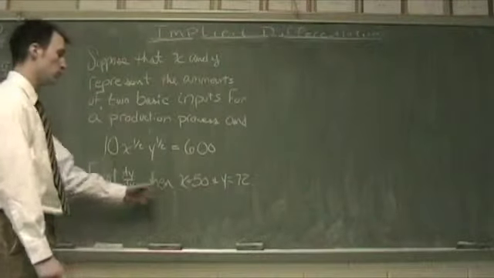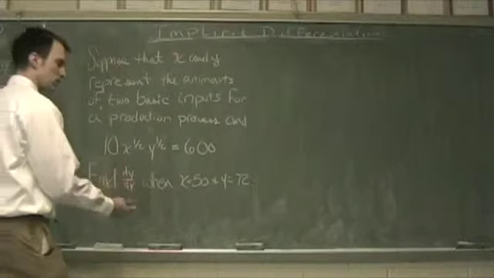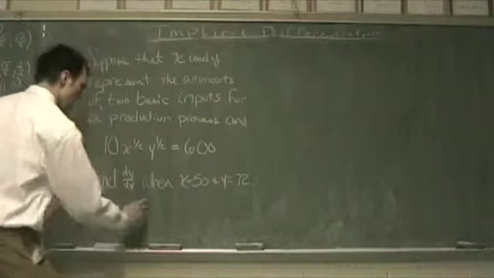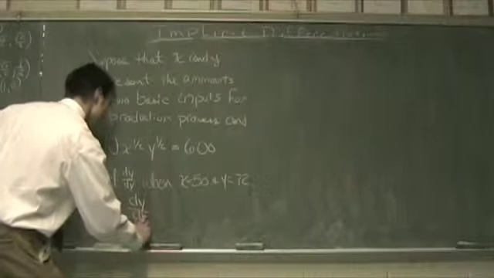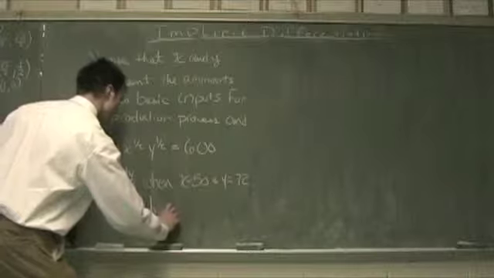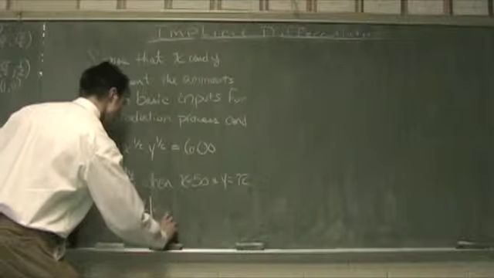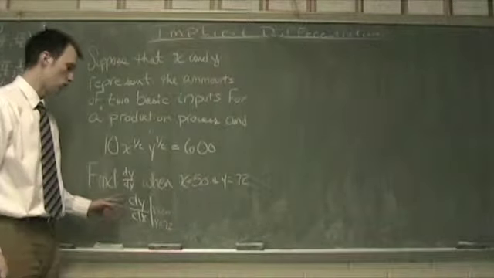So really what we're looking for is a numeric differentiation. We're looking for dy/dx when x is equal to 50 and y is equal to 72. That's our goal here.